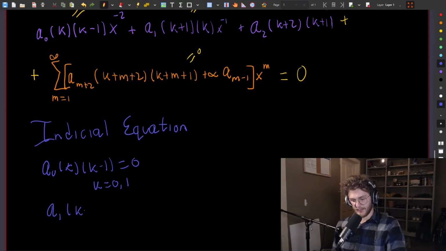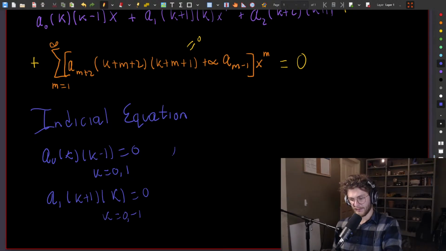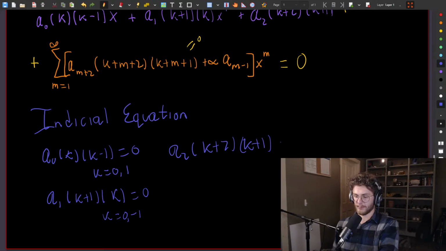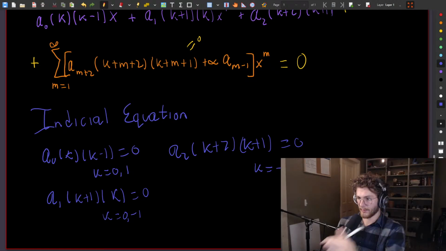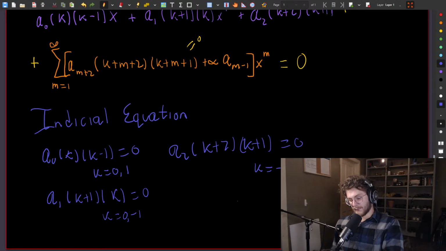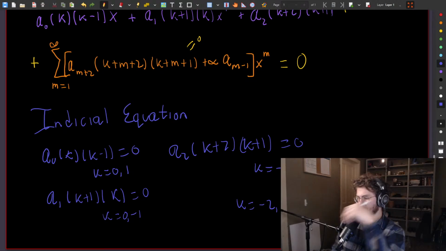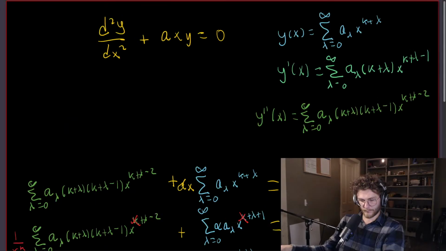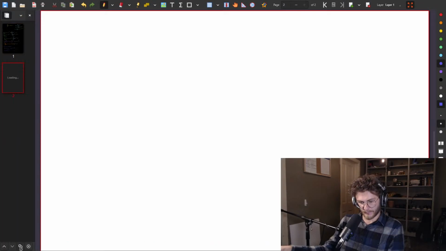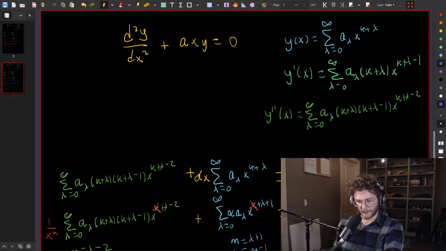A1. K plus 1. K equals 0. K equals 0, negative 1. And then A sub 2. K plus 2. K plus 1 equals 0. K equals negative 1, negative 2. So the allowed K values: K equals negative 2, negative 1, 0, and 1. I feel like I'm doing something wrong here. It's the internet. Someone will loudly and aggressively tell me why I'm wrong.